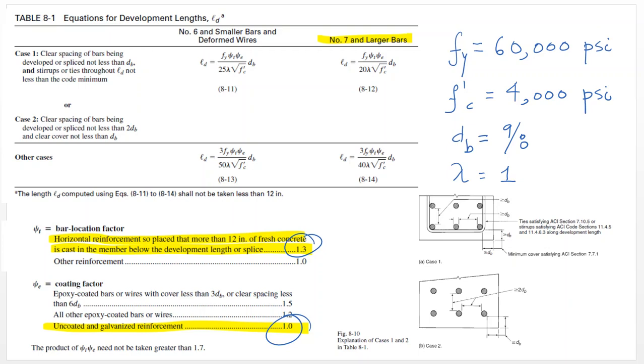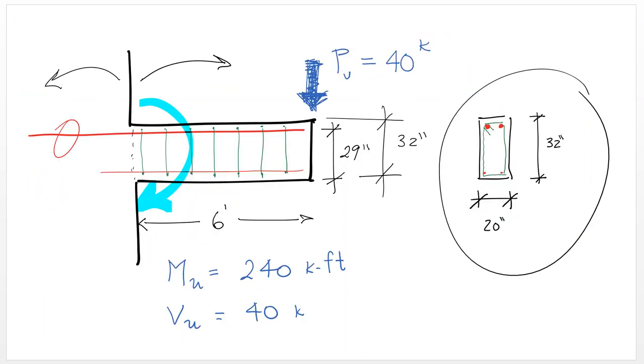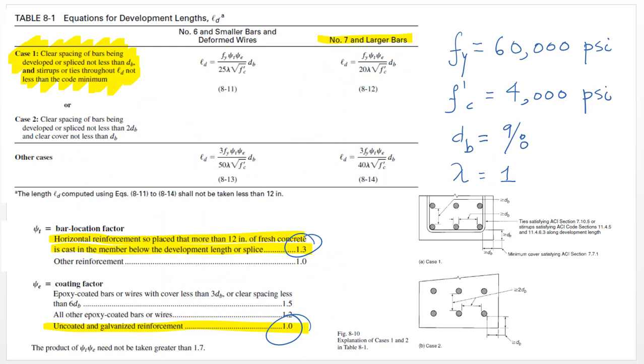If we go back to our table, we certainly fall into the category of case 1, since we are providing transverse reinforcement and we are also providing enough spacing between the rebar. So we are definitely in case 1, and we are using number 7 or larger. We're using number 9, so we are going to use this expression right here with fy as 60,000 psi, f'c 4,000 psi, bar diameter 9/8, and a lambda of 1 since we're using normal weight concrete.